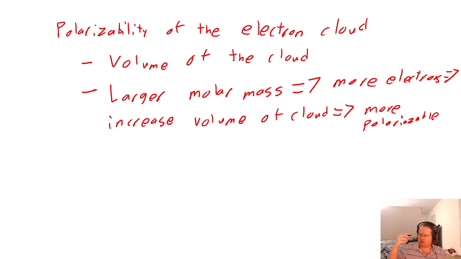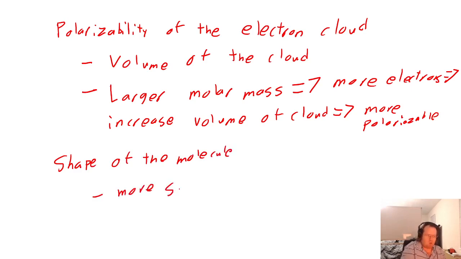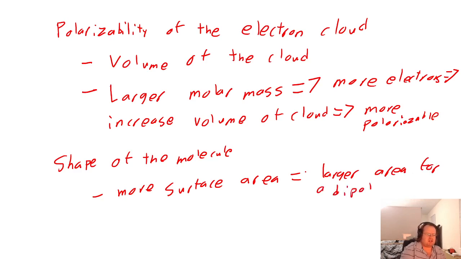That's because as the molecules get larger, they've got more electrons. So more molar mass means they have more electrons, which means they have a larger volume. That's what allows there to be a polarizability difference. The other thing that comes up sometimes is the shape of the molecule. So if you have more surface area, then there's going to be more places where you can have an induced dipole. So more surface area equals a larger area for a dipole, which means you're going to have stronger attractions.